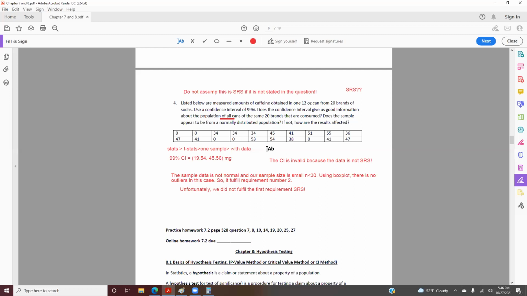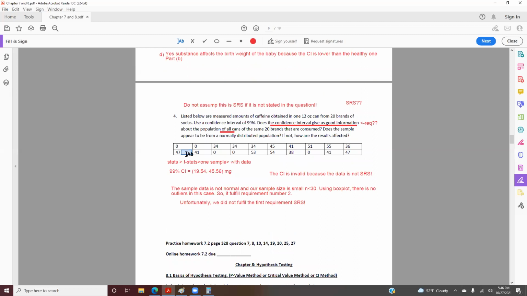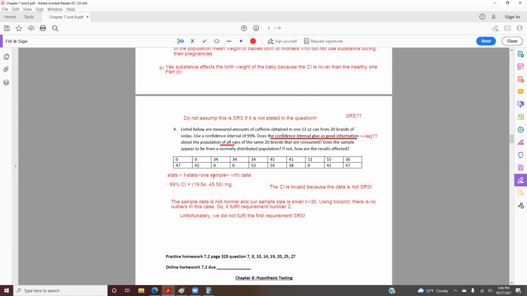So I just want to point out to you guys, when you do my homework and they're asking you, does this interval give us good information? This is actually asking, do we fulfill the requirements? We're talking about requirements in this case. That is mostly what they were asking for. That's why I can tell you, when you go through the last few questions in this section 7.2, they will ask you something like this because you didn't check the requirements here. Anyone have any questions for me with this?